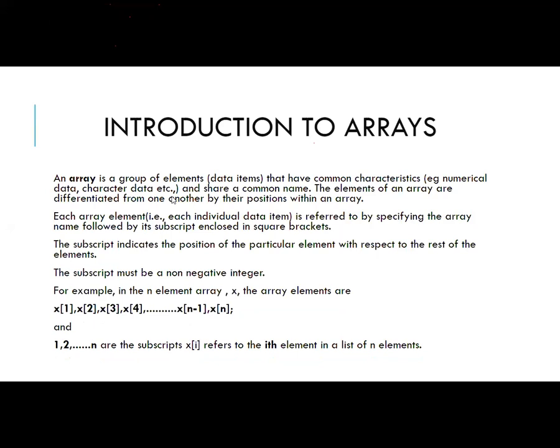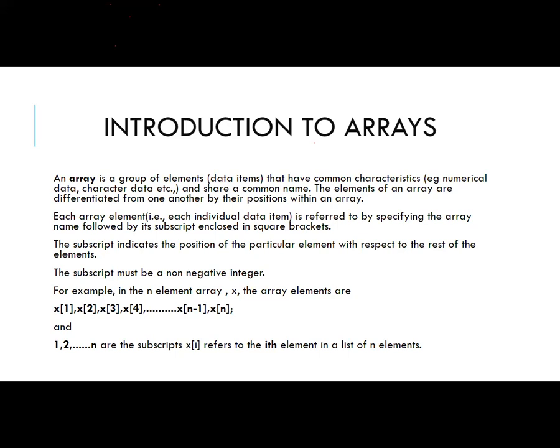Okay, so we are starting with arrays. As I told you, in normal variables you can store only a single data. For example, if you have an integer variable, you can store a single integer value. Whereas there are certain applications where you need to store data in groups, or you can say a group of data items. They could be numerical data, character data or float data, but all of them will be sharing a common name.